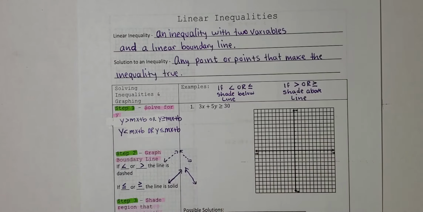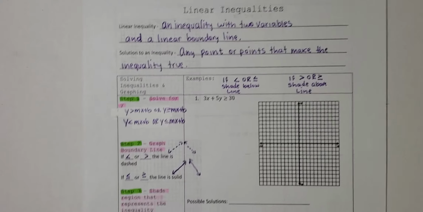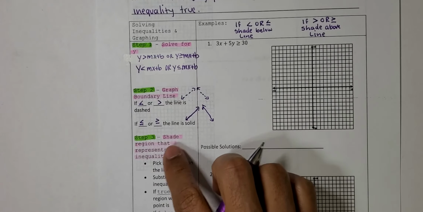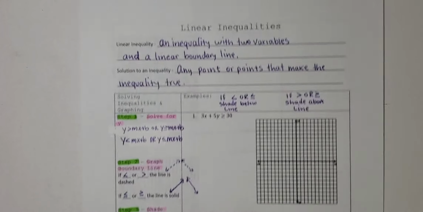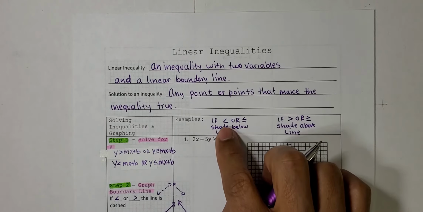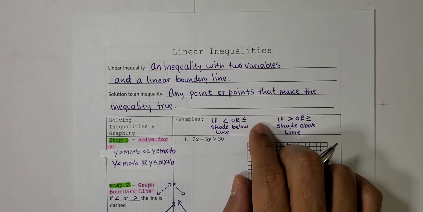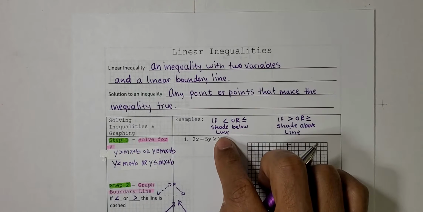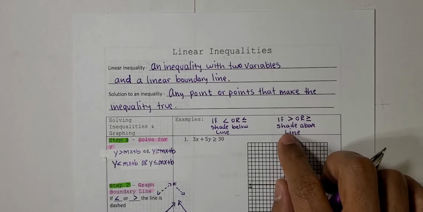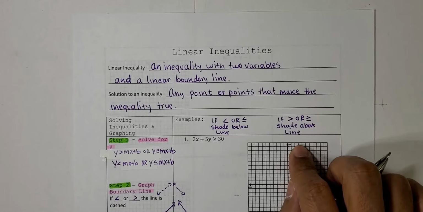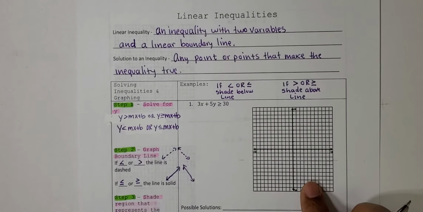Just don't forget that. Step 3, shade the region that represents the inequality. For that, I'm going to point you to this. If it's less than or equal to, you shade below the line. If it's greater than or equal to, you shade above the line. Okay, so let's go ahead and get started.